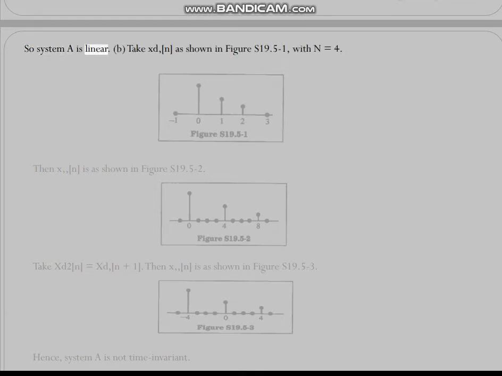S19.5 So system A is linear. B. Take x_d[n] as shown in figure S19.5-1, with n equals 4. Then x_e[n] is as shown in figure S19.5-2. Take x_d2[n] equals x_d[n plus 1]. Then x_e2[n] is as shown in figure S19.5-3. Hence, system A is not time invariant.